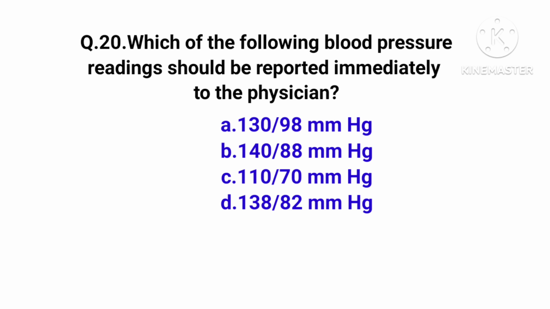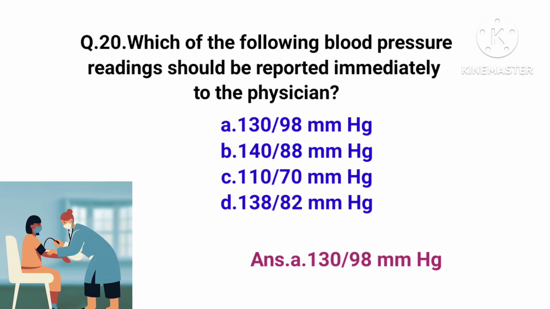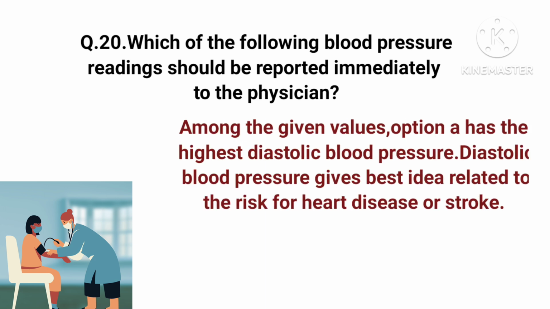Which of the following blood pressure readings should be reported immediately to the physician? 130 by 98 mm of Hg, 140 by 88 mm of Hg, 110 by 70 mm of Hg or 138 by 82 mm of Hg. And here the right answer is option A, 130 by 98 mm of Hg. Among the given values, option A has the highest diastolic blood pressure. Diastolic blood pressure gives the best idea related to the risk for heart disease or stroke.